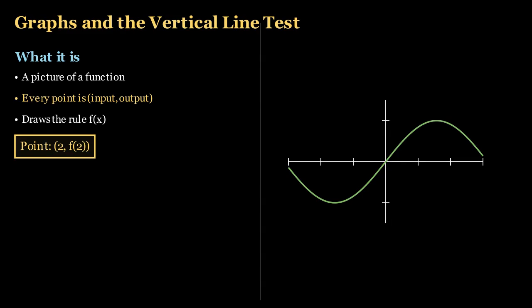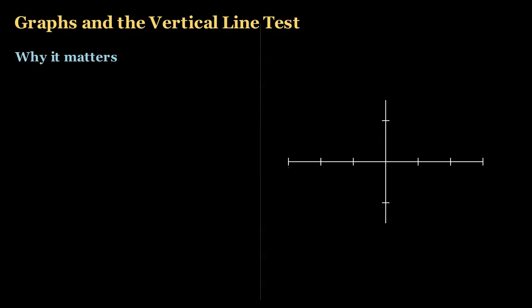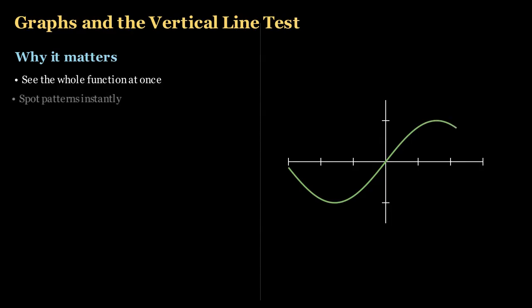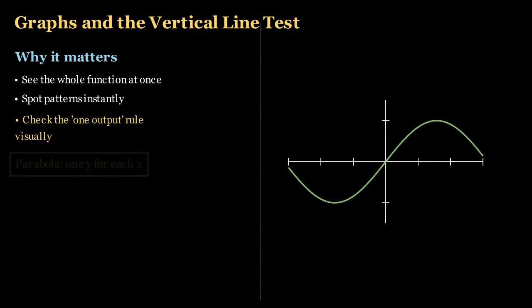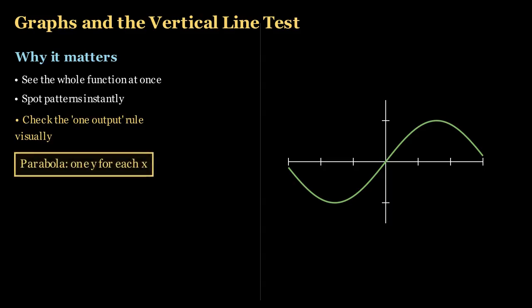Why turn a function into a picture? Because our eyes are brilliant at spotting patterns. A list of numbers like 1 maps to 1, 2 maps to 4, 3 maps to 9 is hard to scan. But the graph of x squared is a smooth U-shape. You see instantly that outputs grow faster as x gets bigger, and that the function is symmetric. Most importantly, a graph lets you check the most fundamental rule of a function: one input gives exactly one output. You can see this rule visually, without calculating anything.